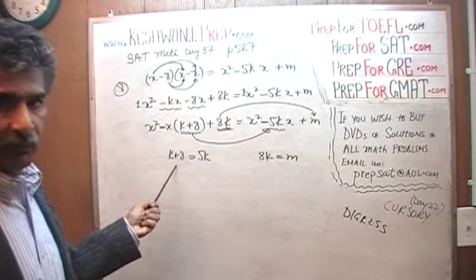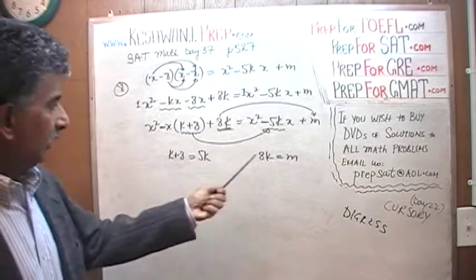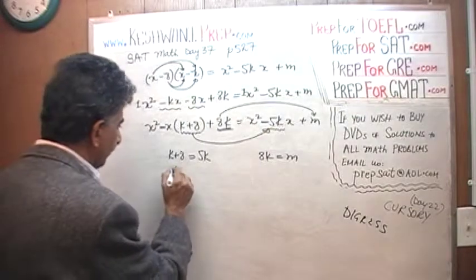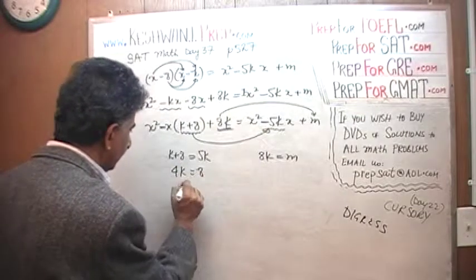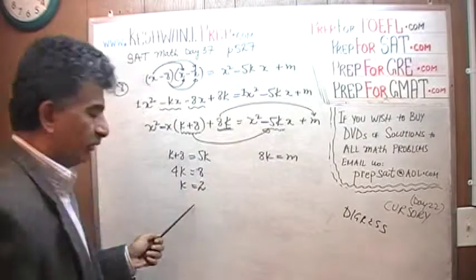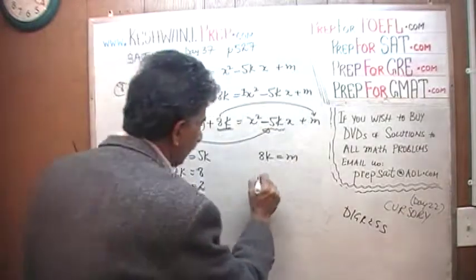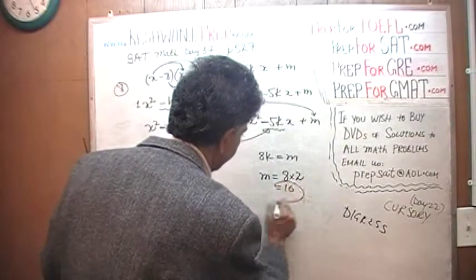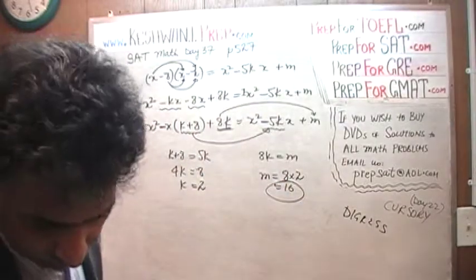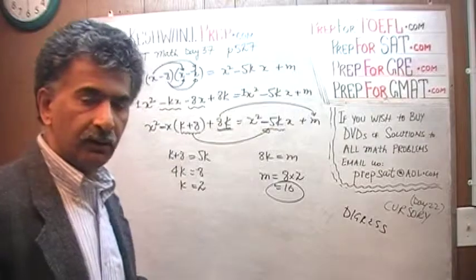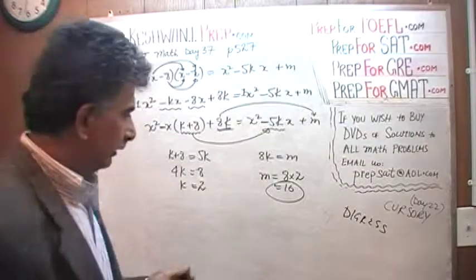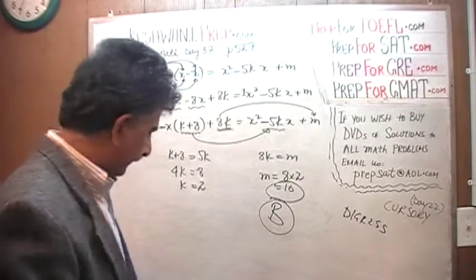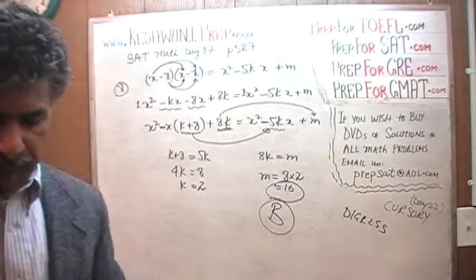We solve this equation for k, and once we have the value of k, put it in there and find the value of m. So let's solve it. Subtract k from both sides, and you find that 4k equals 8, and therefore k equals 2. Once we have the value of k, we find that m equals 8 times 2, or 16. That's our answer. The answer is letter B, 16. That's it, we are done with these 3 questions.